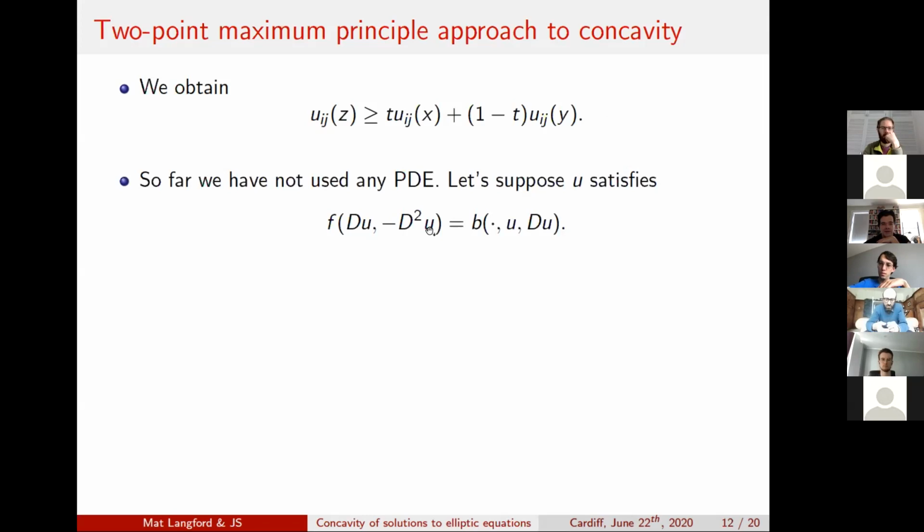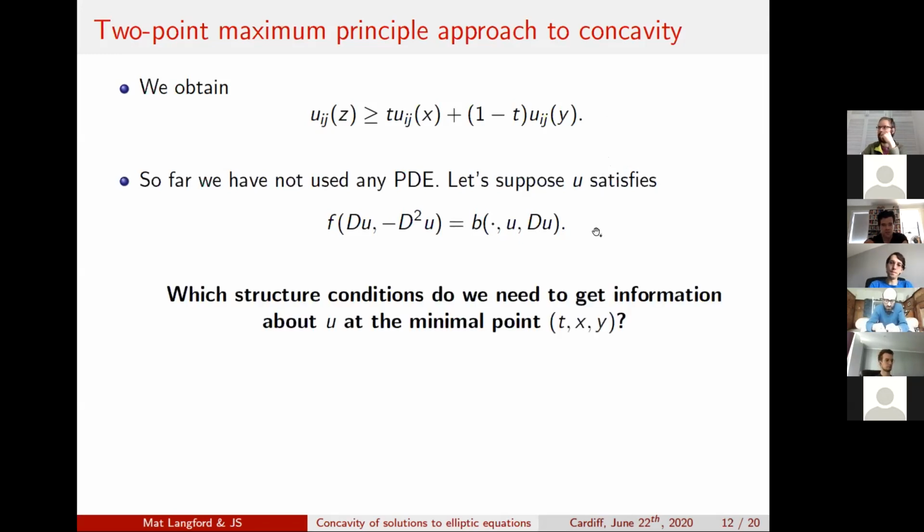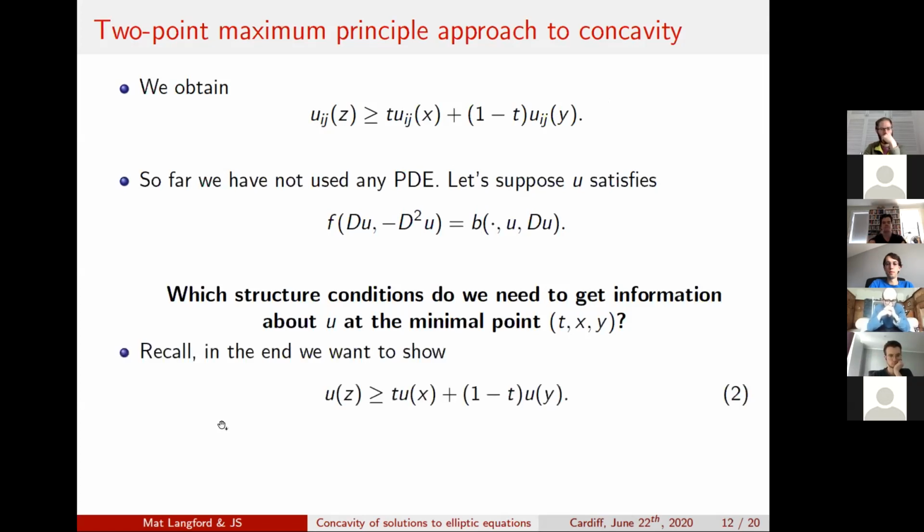we have a fully nonlinear equation of this type. So we have a function little f applied to a gradient and acting on the Hessian. And this is given by some function of space, the function u and du. So this is the framework, for example, for the mean curvature flow, which is why we were looking at this. So the question is, what structure conditions do we need on these data in order to transform this inequality to a similar inequality for the function itself? And now we can just keep track of everything, and we do that in the next slide.